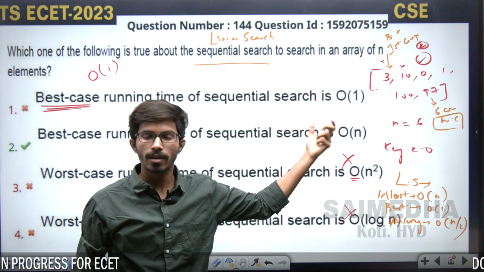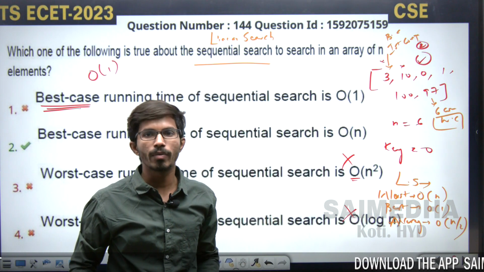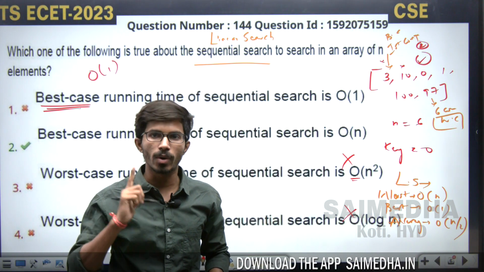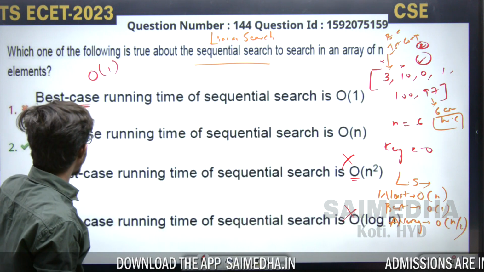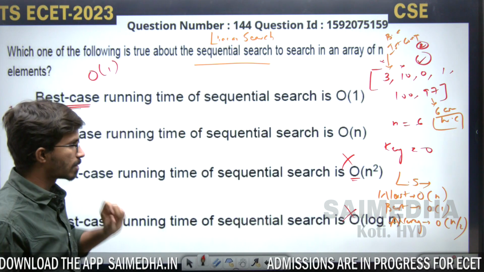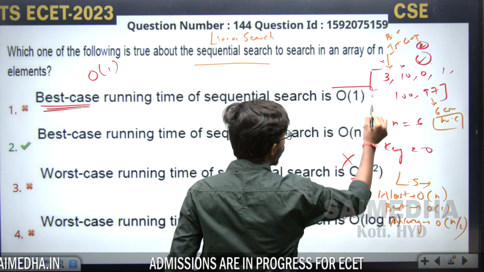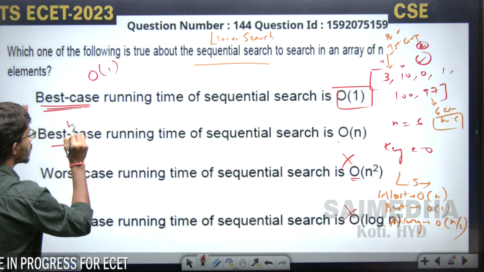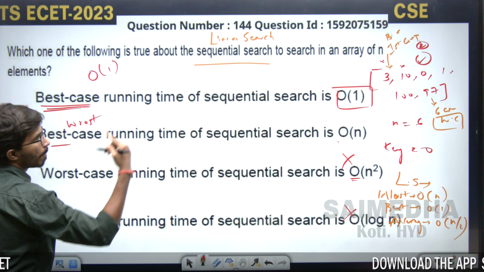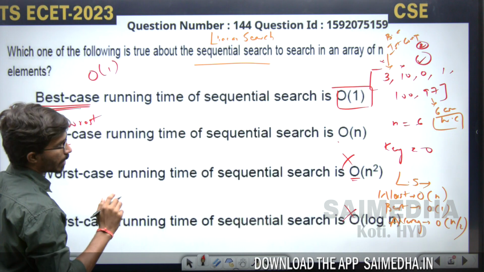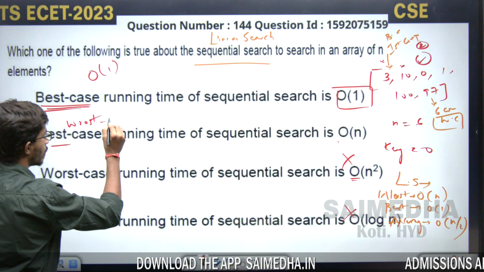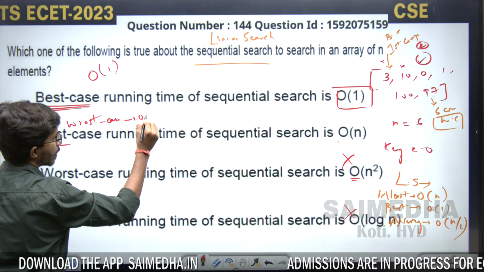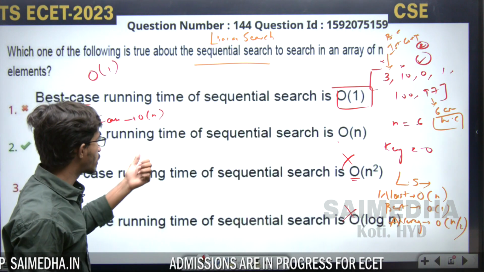So 3 is equal to 3. Element found, break the loop, iterations are completed. Only one iteration, one comparison is required. So the best case running time of sequential search is always big O of 1, not big O of n. This is worst case. Worst case means maximum, like if you want to search for the last element or any element in the line. So worst case will be big O of n. So best case means big O of 1, worst case means big O of n.